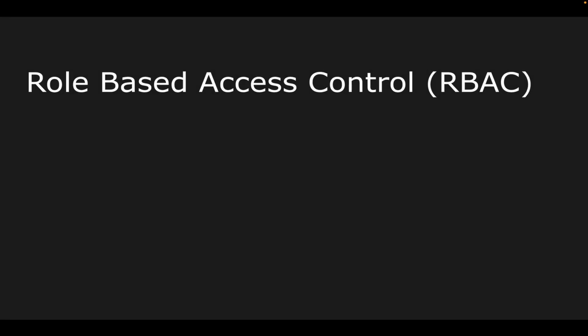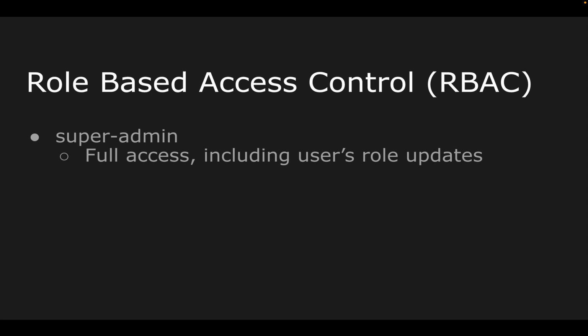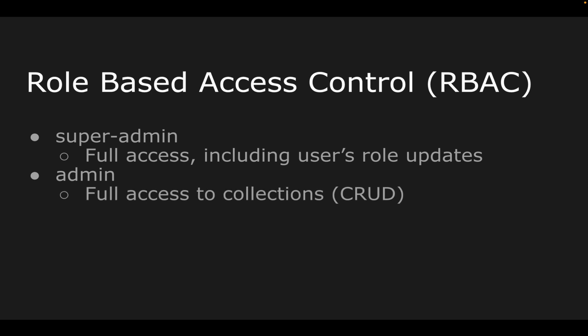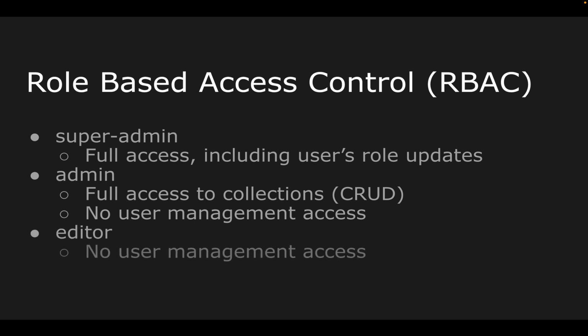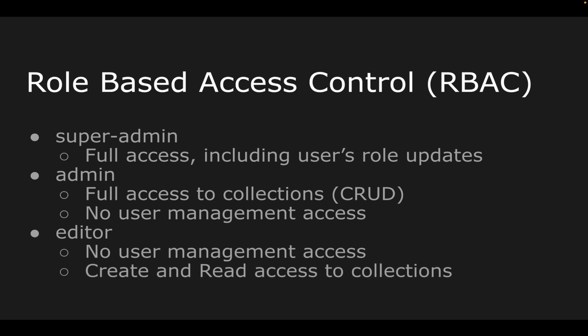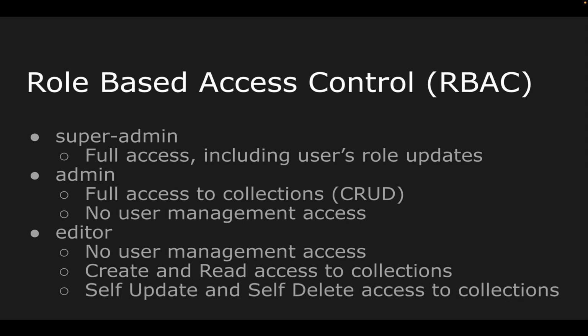Now let's continue with role-based access control using Clerk. We will be using users' metadata to save the roles, and we will have several roles. The first one is the super admin role, which will have full access, including users role updates. This is basically the user management. And the admin role, which will have full access to collections, create, read, update, delete, but it will not have user management access. The same goes for the editor role, which will not have user management access, but it will have create and read access to all of the records in collections, and self-update and self-delete access only for the records which are created by the user.